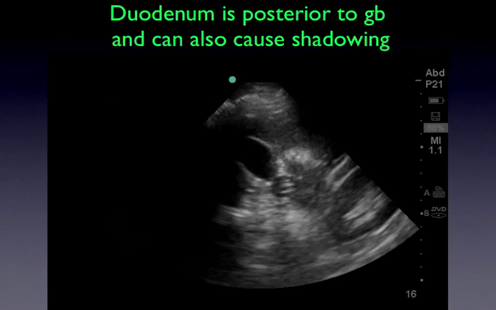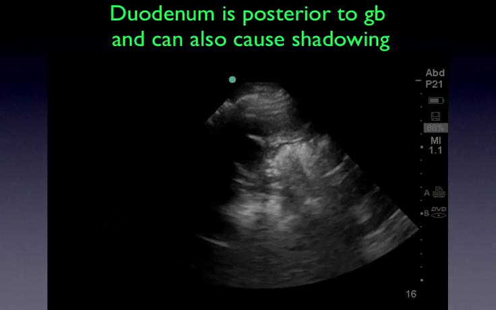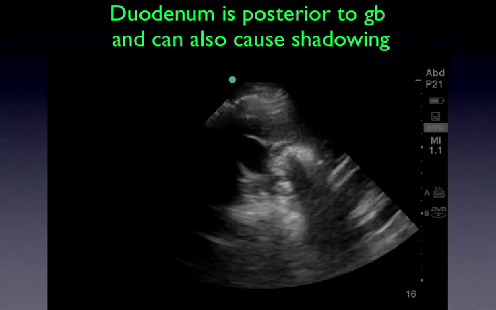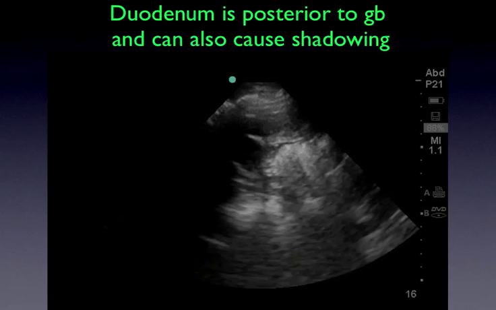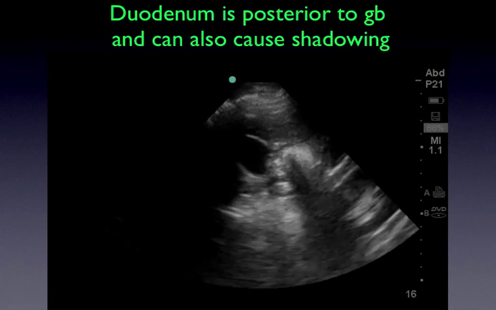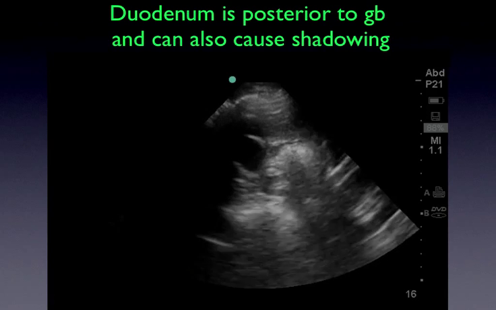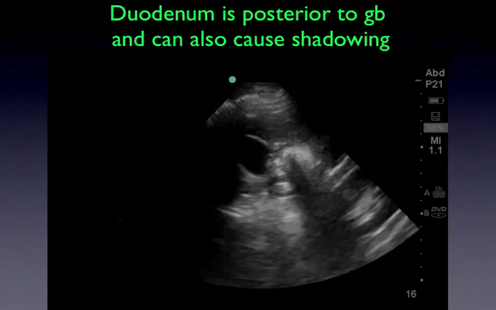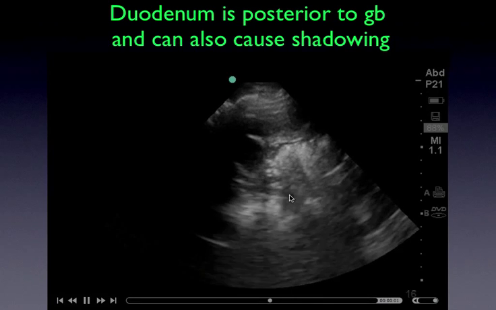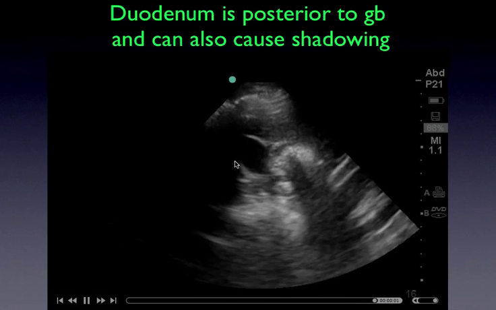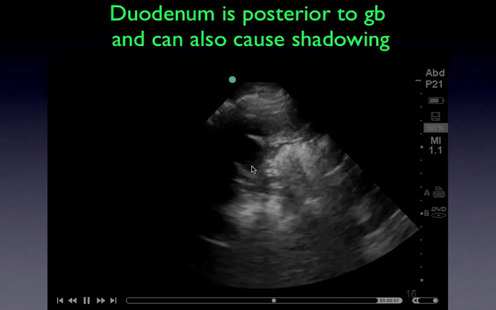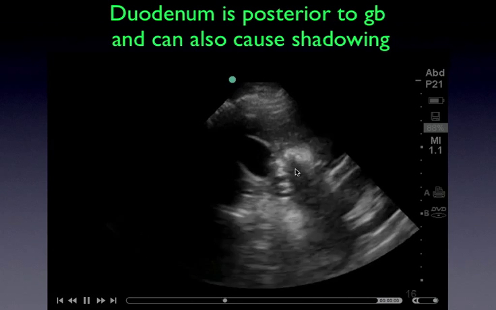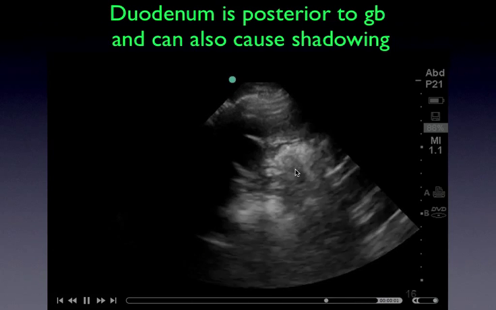Now, other things can cause shadowing as well, and you want to be sure that you realize that shadowing, which is a very good way to locate a gallbladder, as we'll see in some other cases, is not always due to gallstones. So in this case, I purposely have a clip which shows the gallbladder over here and shows the shadowing right next to it over here.